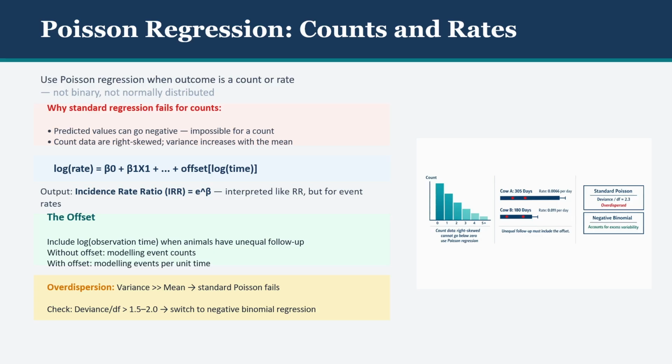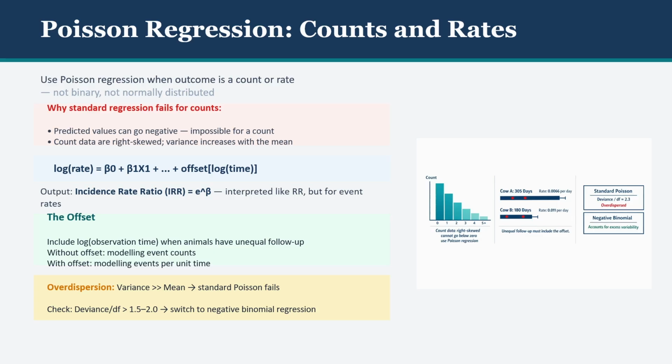The offset is the most important Poisson concept that gets overlooked. If cow A was observed for 305 days and cow B was sold at 180 days and both had 2 mastitis events, their underlying rates are completely different. Without an offset, the model treats both cows identically, just 2 events each. The offset, log of observation time, tells the model each animal's denominator, converting the analysis from predicting counts to predicting rates per unit time. If follow-up periods are unequal, the offset is not optional.